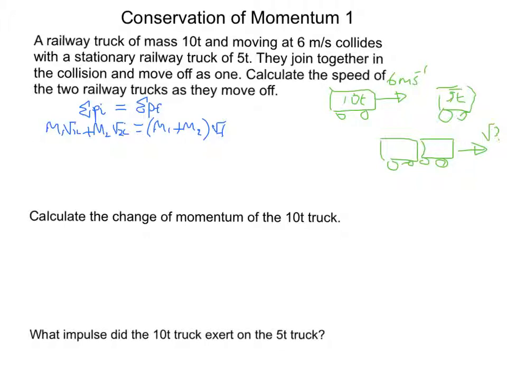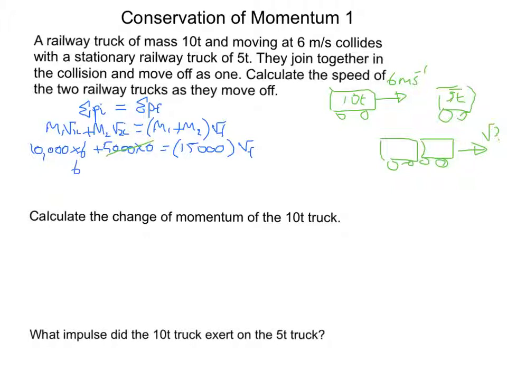So mass 1 is 10 tonnes or 10,000 kilograms times by its velocity of 6 plus mass 2 of 5,000 kilograms times by its velocity of 0 will be equal to the combined masses of them, which is going to be 15,000 kilograms times by the final velocity. Now if we calculate the left hand side, the 5,000 times 0 is just going to be 0. We don't need to worry about that.